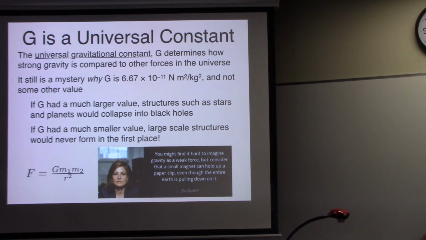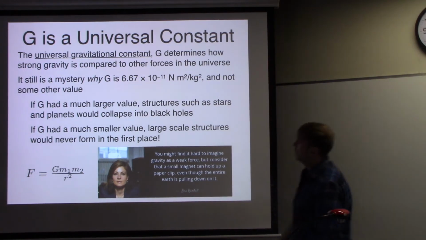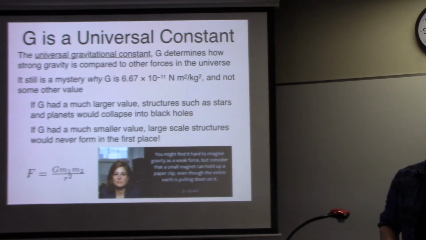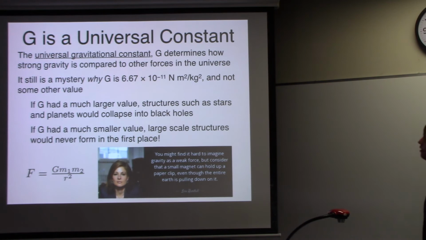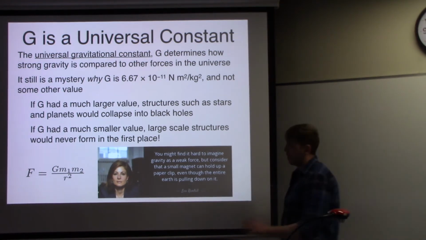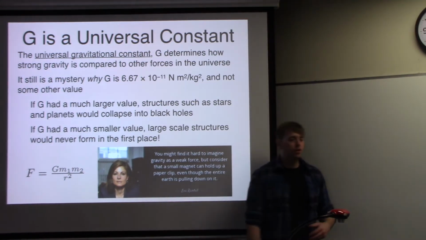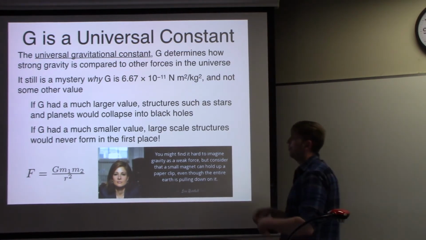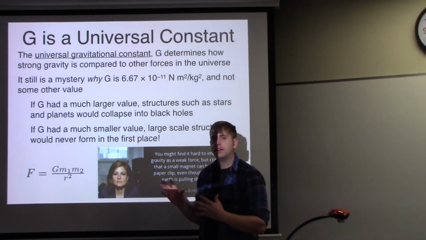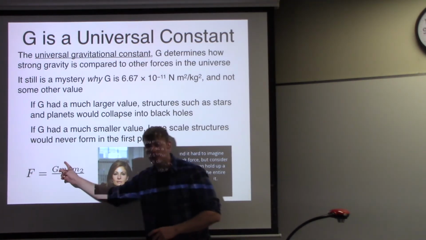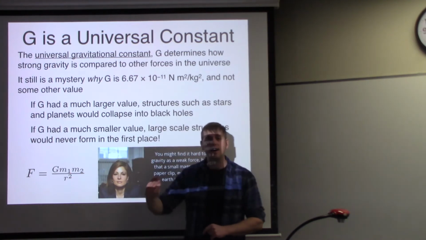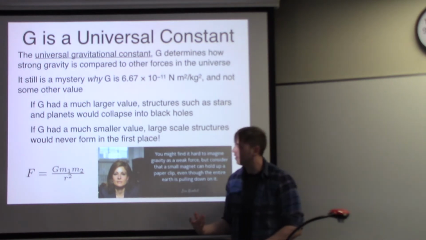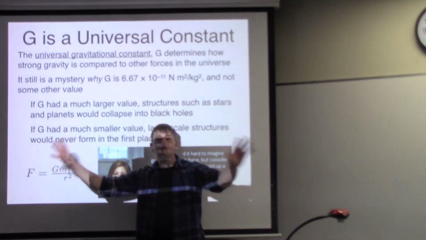To do that calculation, or any other calculation using the law of universal gravitation, we need to know what this number G is equal to. So big G is called the universal gravitational constant. And what it tells us is how strong gravity is compared to other forces in the universe. Now I really want to emphasize that big G that you see in this equation is not the same as little g that we've seen in the past, indicating free fall acceleration. This big G is a universal constant.